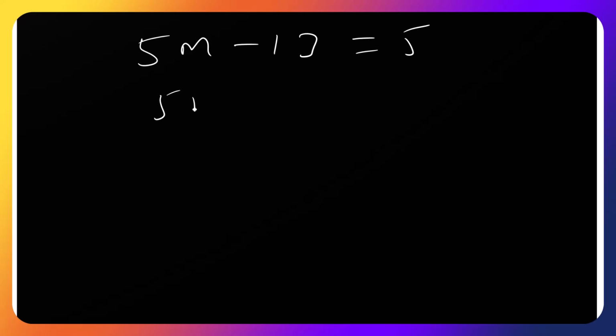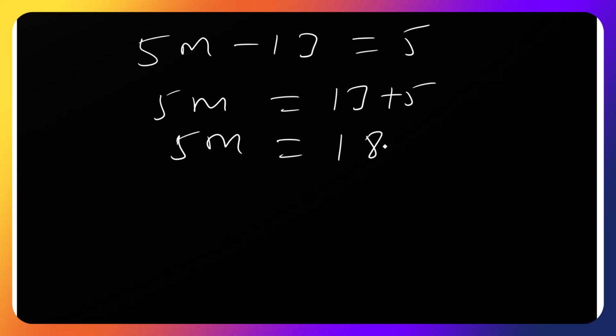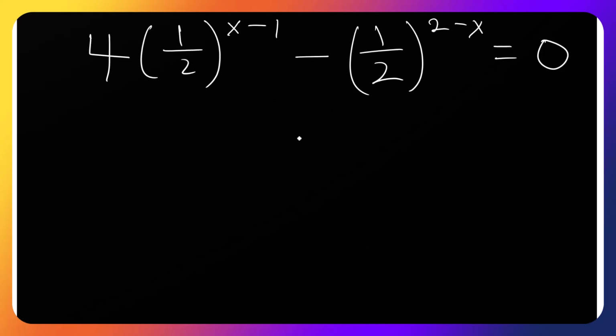So 5m equals to 18. 5m equals to 18. All right. So m is 18 on 5. All right. So just pause the video and give it a try. Okay.